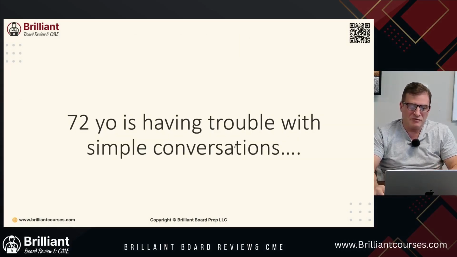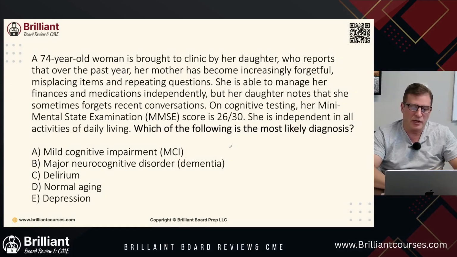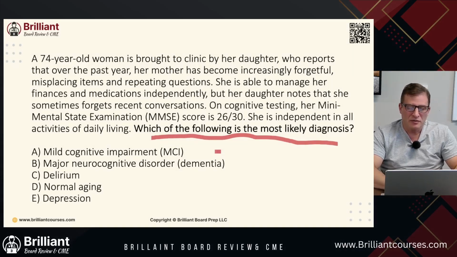All right, this is a 17-year-old who is having trouble with simple conversations. That's your clinical vignette. And let's go to an unfair board question. Which of the following is the most likely diagnosis? Mild cognitive impairment, major neurocognitive disorder, delirium, normal aging, or depression.